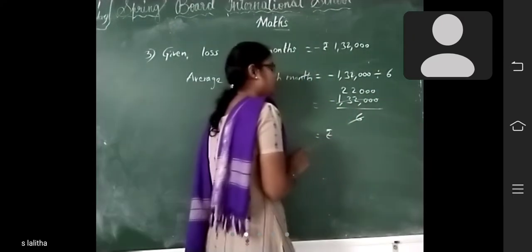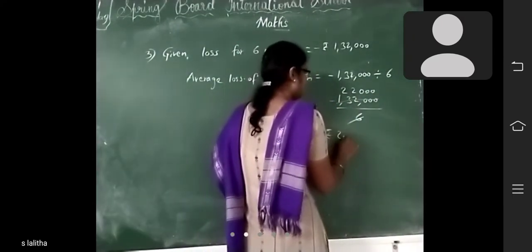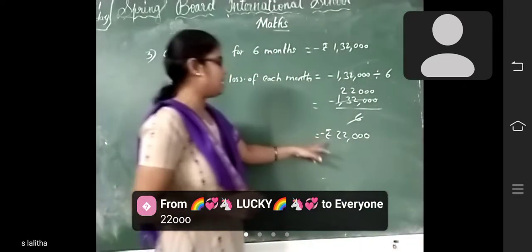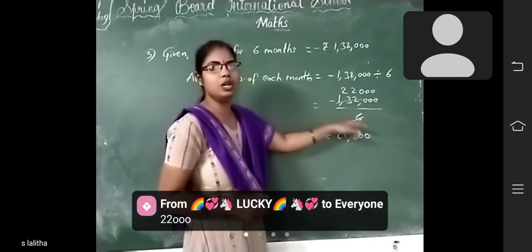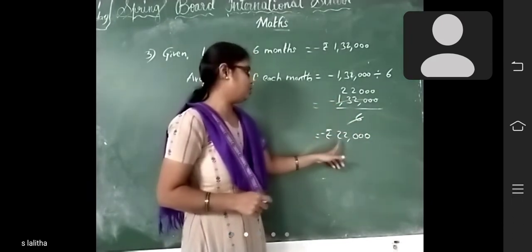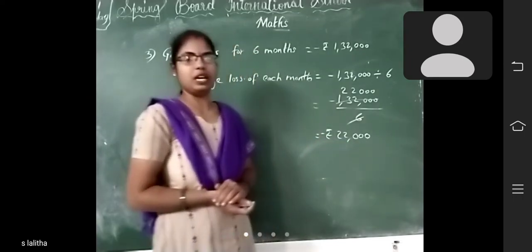How much loss for each month? Minus 22,000 rupees. So why here minus you have to write here? Here it is positive, here it is negative. So answer quotient is negative. So 22,000 rupees loss for each month.